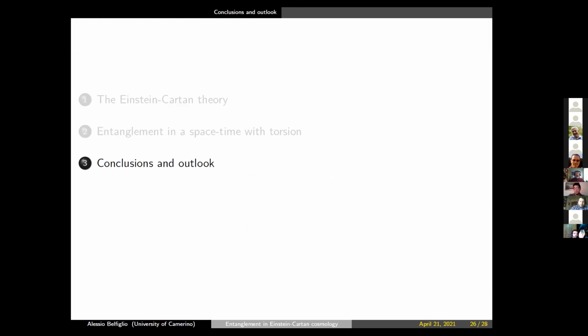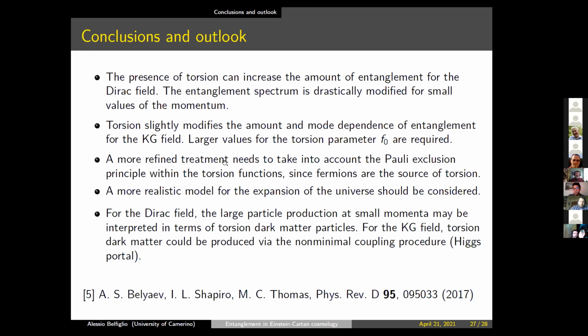Okay, and now I present some conclusions and the future perspectives of our work. In particular, we have shown that for the Dirac field, the presence of torsion can increase the amount of entanglement and can drastically modify entanglement for small values of the momentum. While for the Klein-Gordon field, there are slight modifications to not only the amount, but also the mode dependence of entanglement, as I've shown. But in general, since this is a non-minimal coupling with the field, we need larger values for torsion. In general, this behavior of the entanglement probably changes within the Einstein-Cartan theory, since in this theory torsion is related to spin, we should refine the ansatz for torsion. And in this case, probably the behavior of entanglement for small values of the momentum will not be drastically changed as in the case that I've shown.